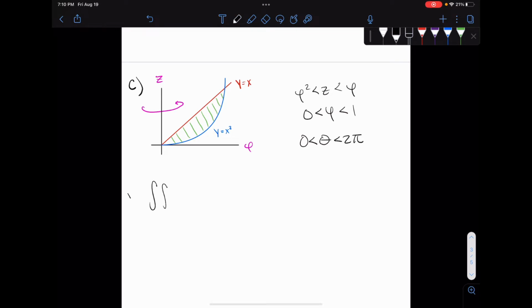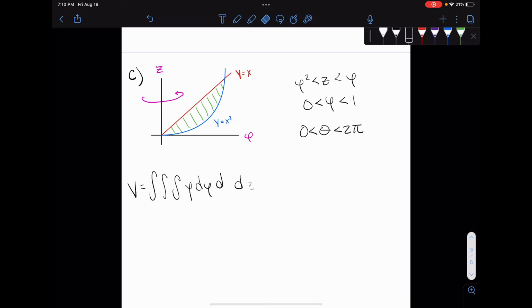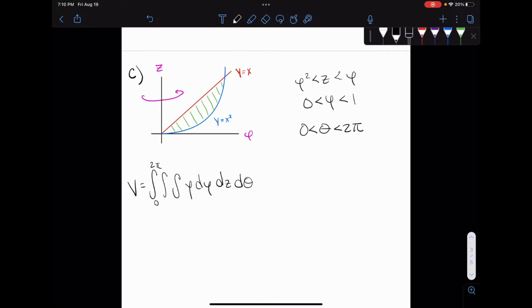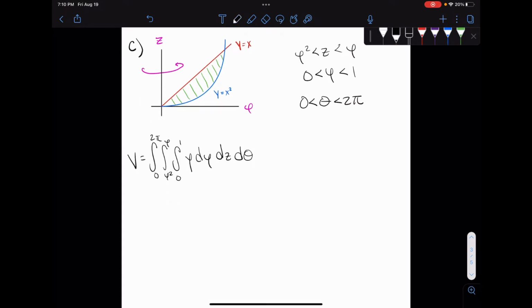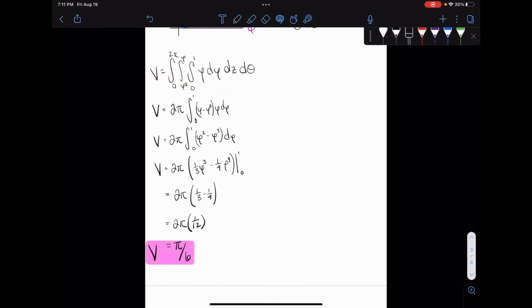You're going to set up your integral, rho d theta dz. Let's flip those: dz d theta, with theta from 0 to 2 pi. Your rho is going to be from rho squared to rho, and then z from 0 to 1, and then go ahead and solve that integral. And as you can see, the answer is pi over 6.